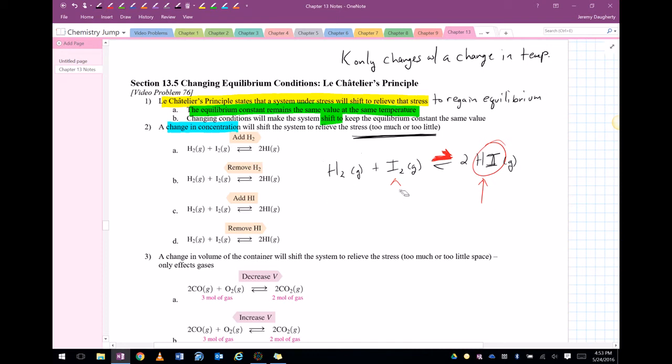But what if the stress isn't too much hydrogen? What if the stress is not enough hydrogen? So I've let it reach equilibrium, and then I've done something to remove hydrogen from the equilibrium condition. What's the stress? The stress is obviously not enough hydrogen, so I need to form more hydrogen. So I'm going to shift to the left, because if I shift to the left, HI breaks down, forming hydrogen. So I'm relieving that stress by making more hydrogen. Again, it's going to shift to the left.